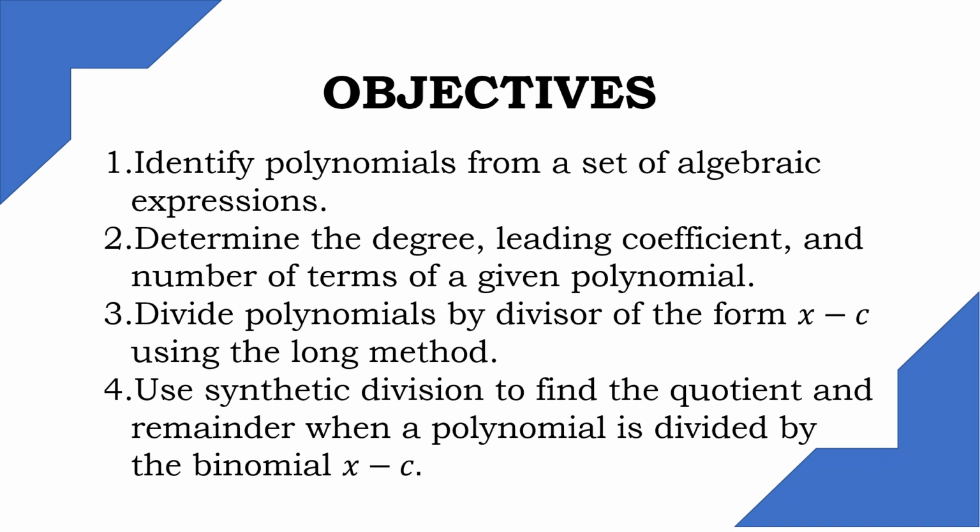Number 3, divide polynomials by a divisor of the form x minus c using the long method. And number 4, use synthetic division to find the quotient and remainder when a polynomial is divided by the binomial x minus c. Now let's start.